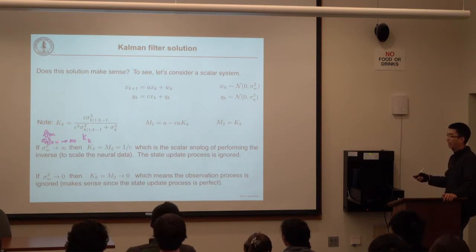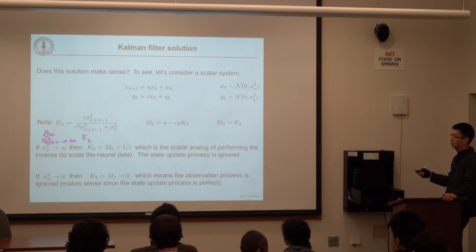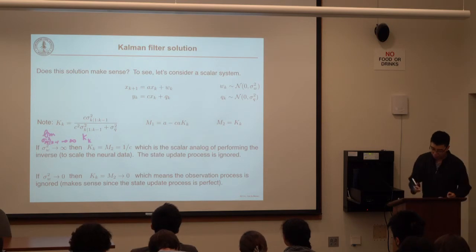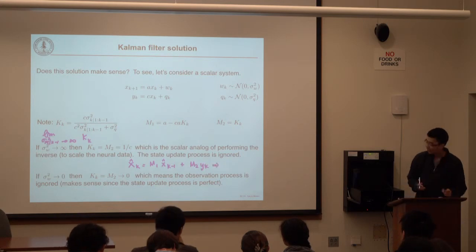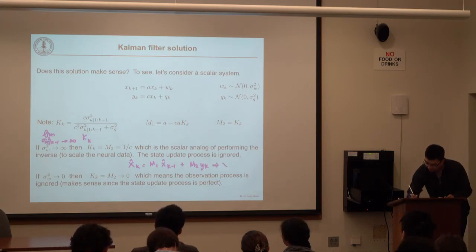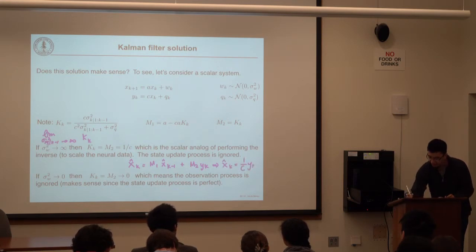And then that 1 over c is the same as what we saw before. When kk is equal to 1 over c, m1 will become 0 and this M2 matrix will become 1 over C. And so because x hat of k equals M1 x k minus 1 plus M2 yk, this would give us M1 equals 0. It would give us x hat of k equals 1 over C yk.